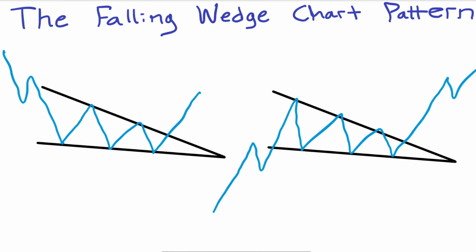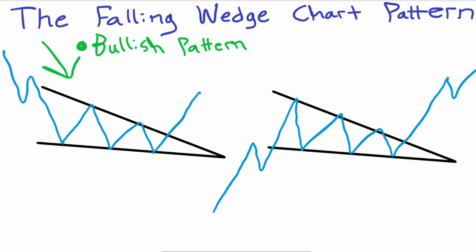Alright, so the falling wedge pattern, what is it? Well, first of all, we can say that it is a bullish pattern, meaning that regardless if we have a downtrend prior to the pattern, or if we have an uptrend prior to the pattern, the goal of this falling wedge pattern is still to break here to the upside. And that is why we call it a bullish pattern.